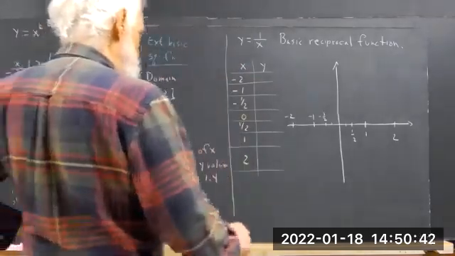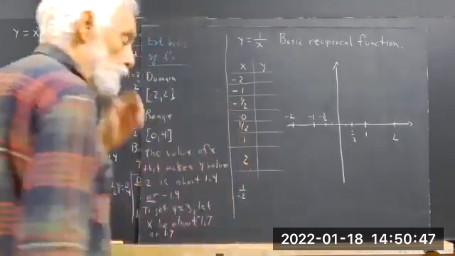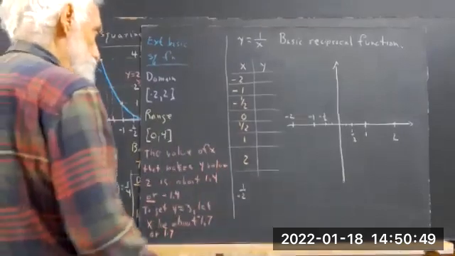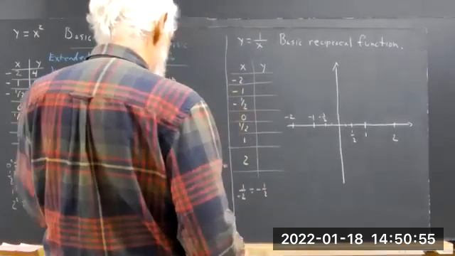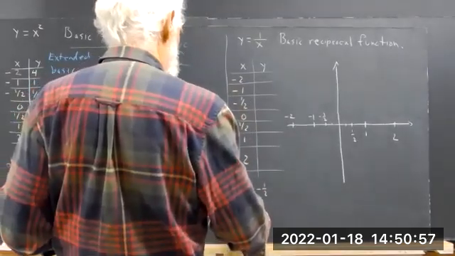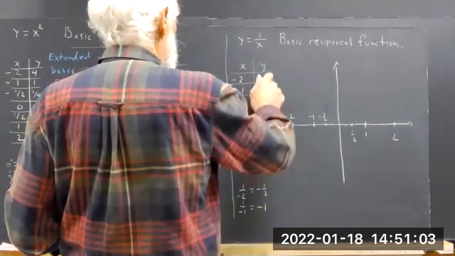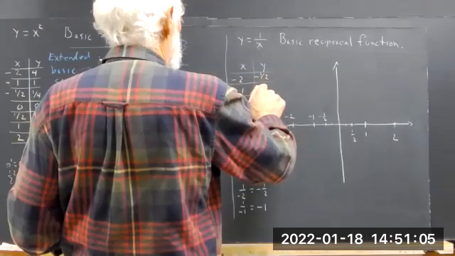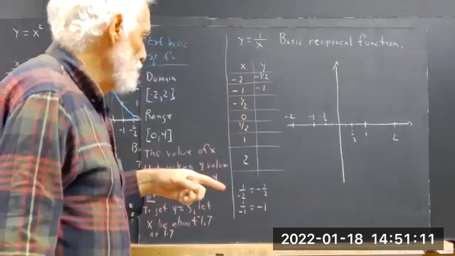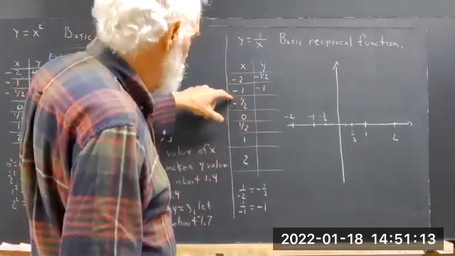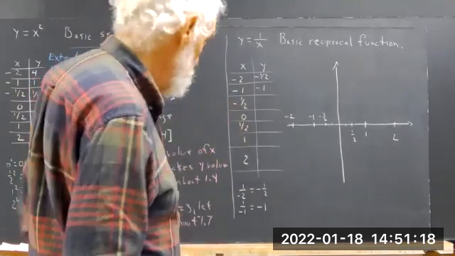Okay, so what's 1 over negative 2? Well, that's just the same as negative 1/2. And 1 over negative 1 is negative 1. So we get negative 1/2 here, negative 1 here. Then I'm going to skip negative 1/2 for a moment and move to 1/2.